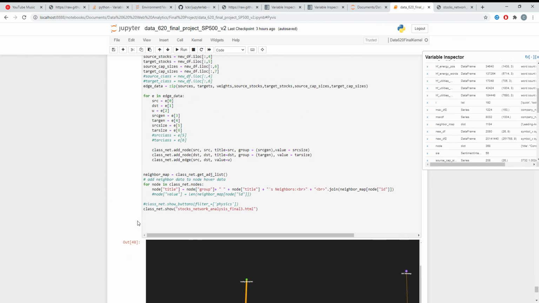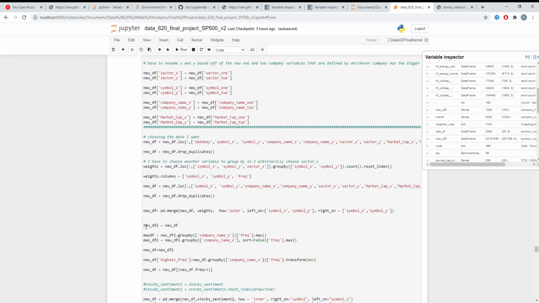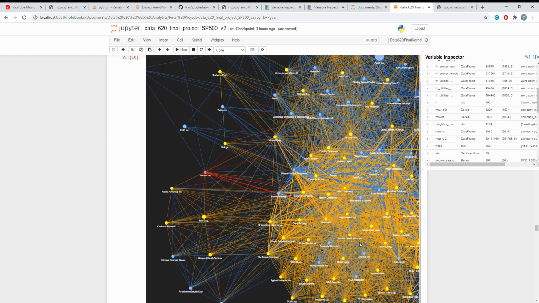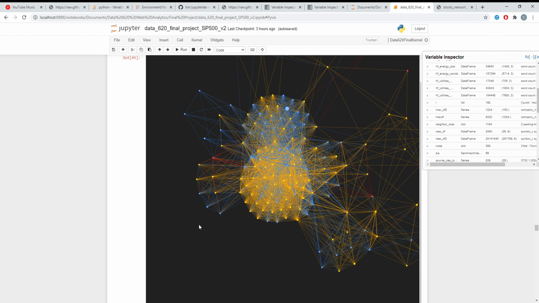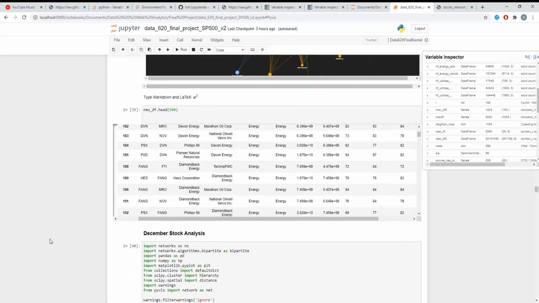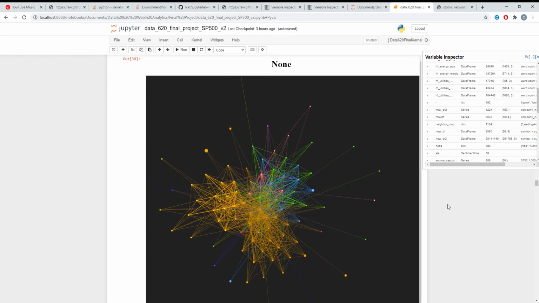So like I said, that is the stock-based analysis, looking at both the entire year and then also just the month of December, and also bringing in some sentiment analysis data to see if stocks with similar sentiments on Twitter move together. But yeah, thank you for your time, and that's the presentation.